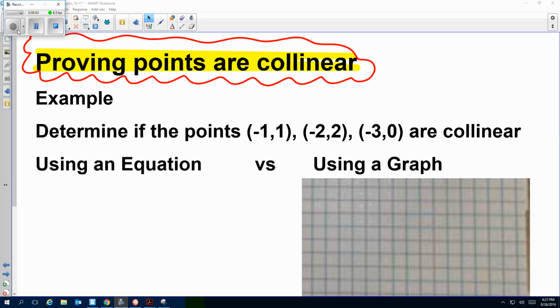Okay, for this next part, we're going to prove points are collinear. We're going to show you two different methods. After you have those two methods, you will need to pick one and master that one. So we have an example here.